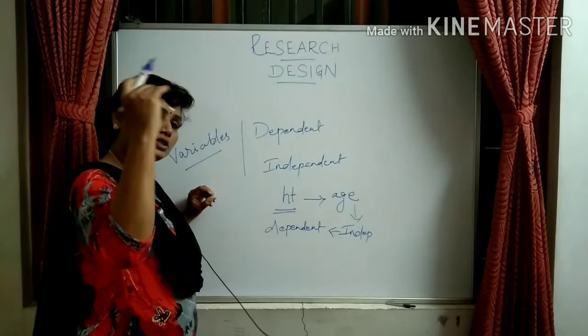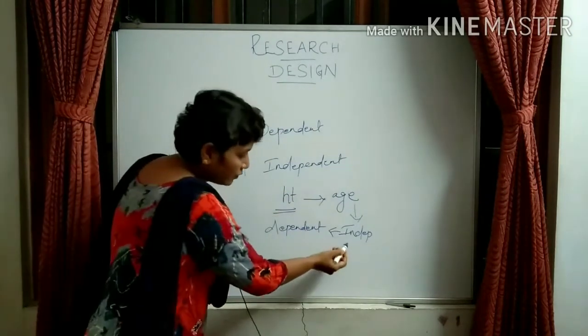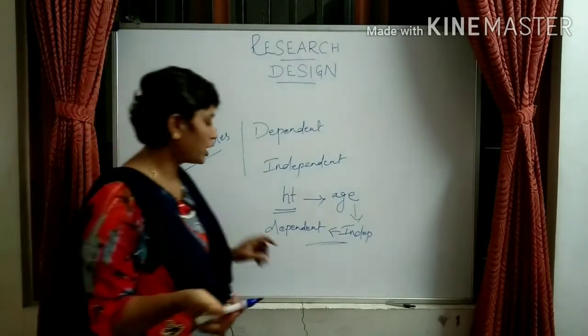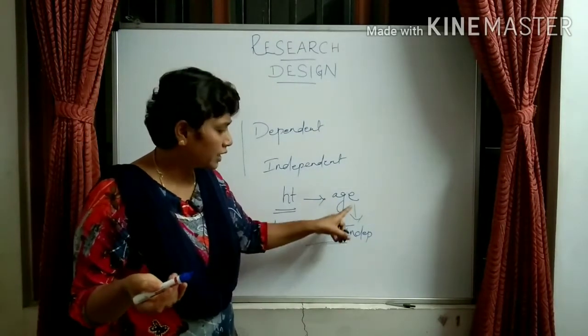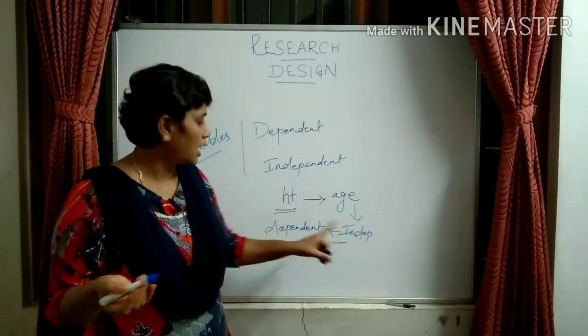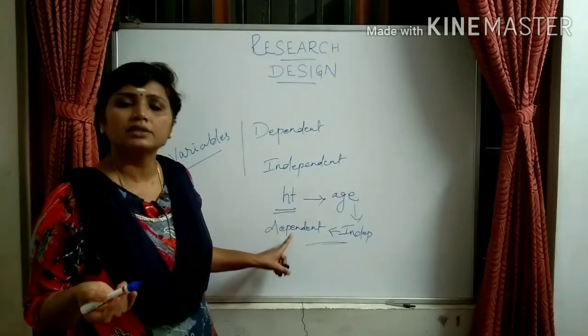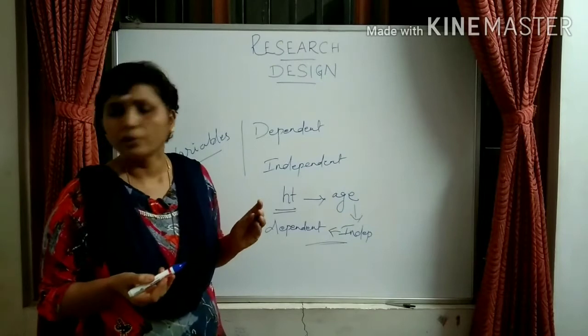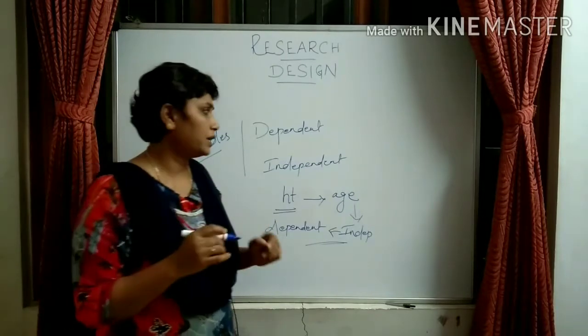At a certain age it will reach a limit. So we are saying that the height depends upon the age. Here the independent variable is the age, and the dependent variable is the height. Okay, here is another example.